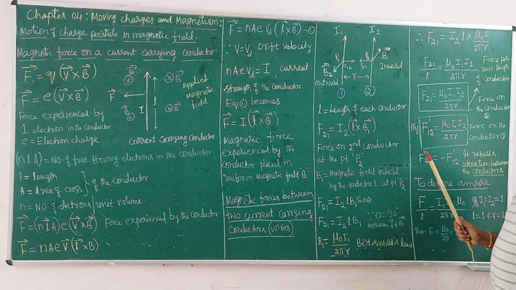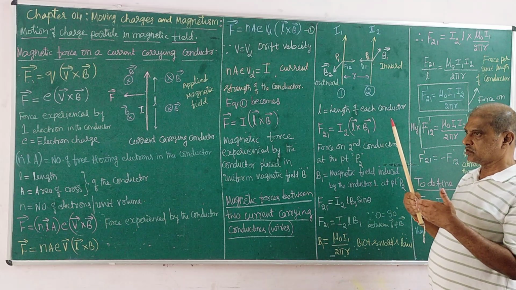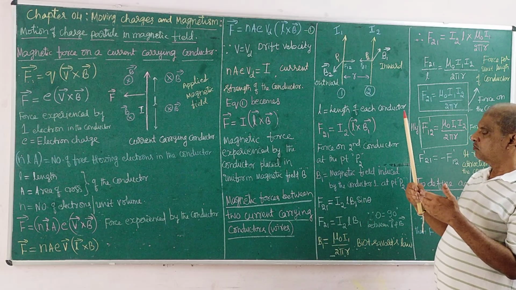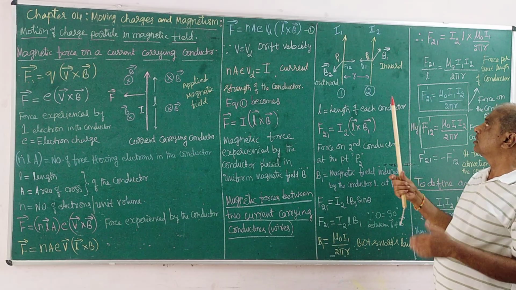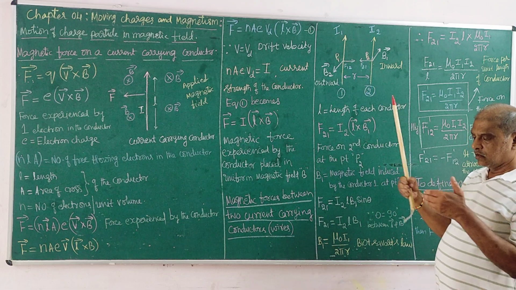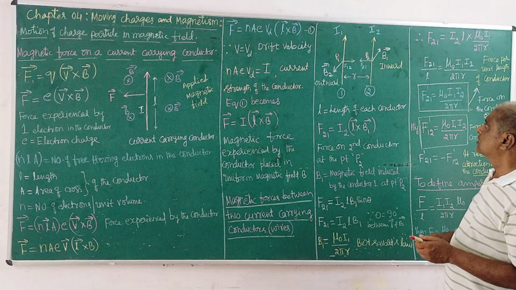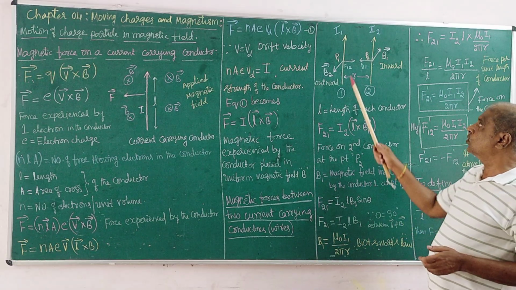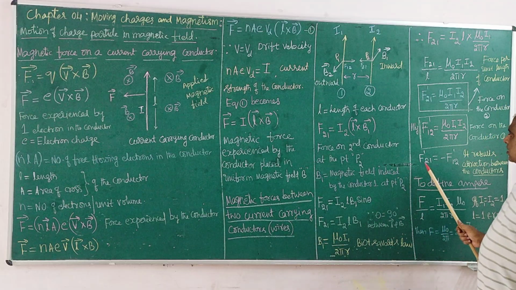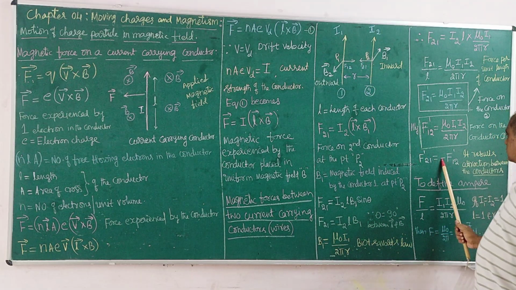But the directions are different. Their directions are opposite to each other like this, that is towards each other. Force acting towards each other. Magnetic force acting in the direction towards each other results in attraction between the two conductors. There is a force of attraction. If it is plus or minus, the direction is opposite.